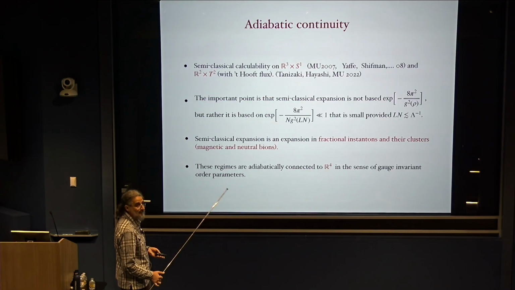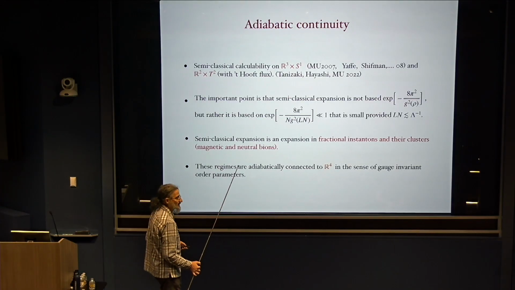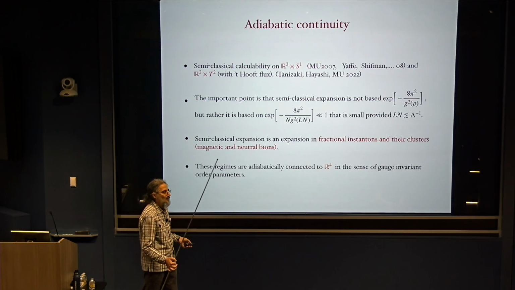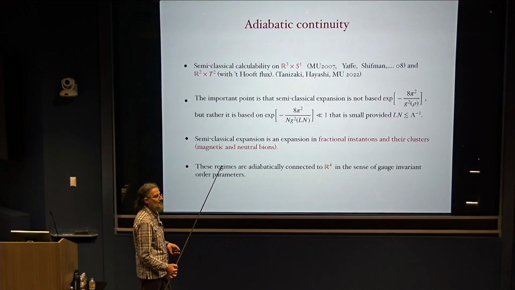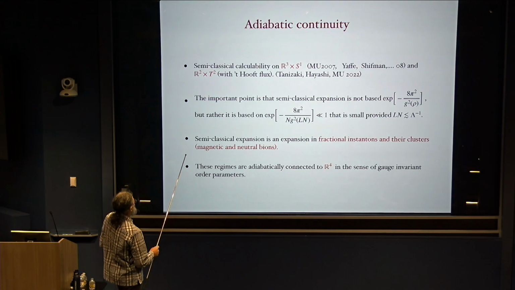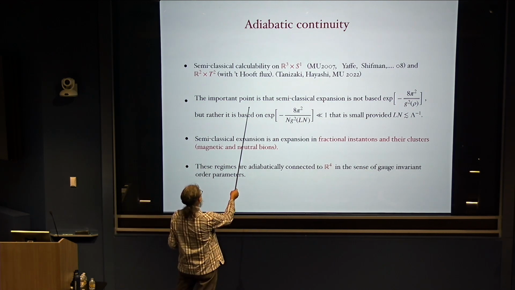Which one? The thermal one. Yeah, the gauge coupling becomes weak by asymptotic freedom, but of course the long distance is not weakly coupled. It's obviously not. Okay, so this works with semi-classical calculability on R3 times S1.